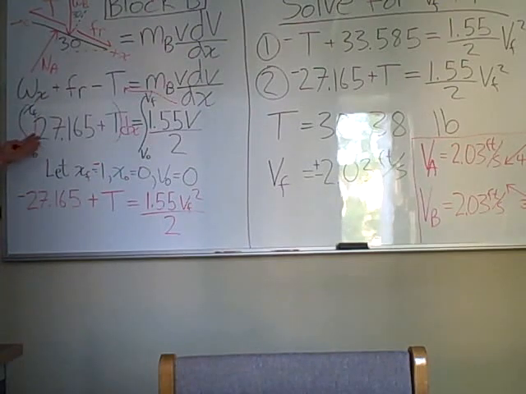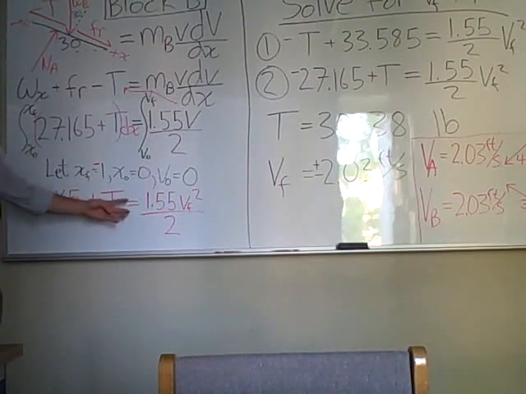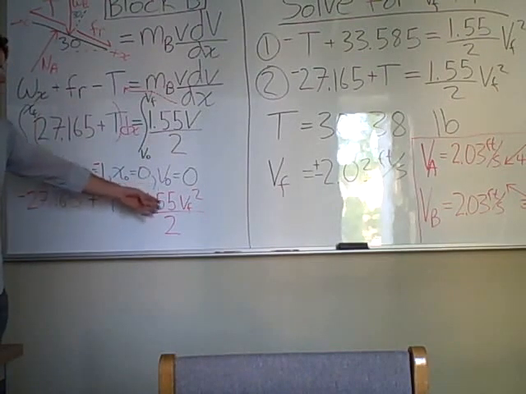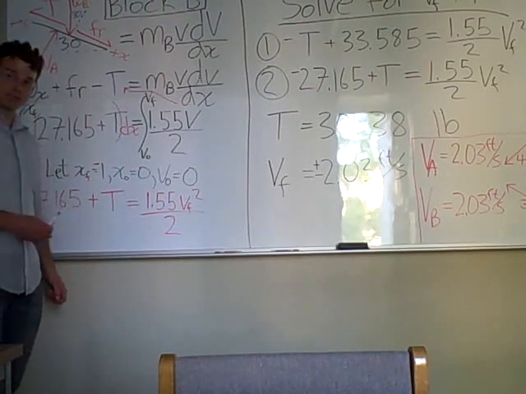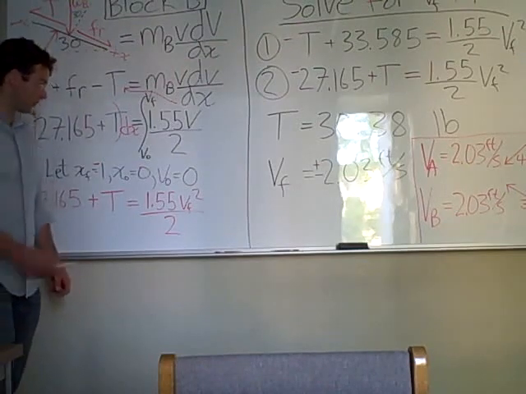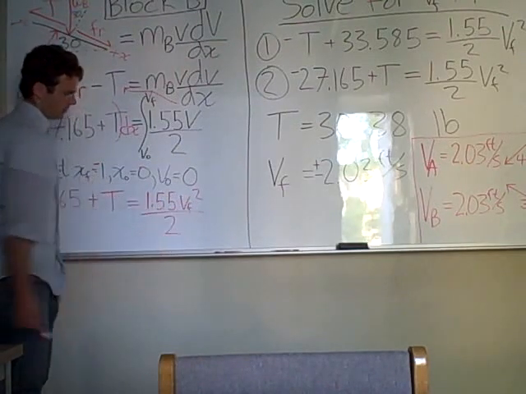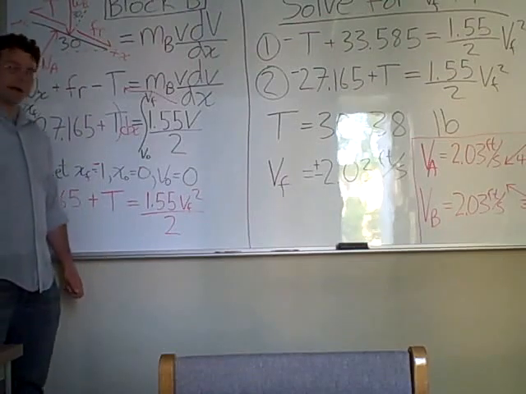And we're going to integrate 27.165 plus t from our initial position to our final position. Again, letting our final position equal -1. Integrate, substitute in for x, and we get -27.165 plus our tension equals 1.55 velocity squared over 2. For the previous relation, I did not put velocity squared, so you're going to have to go back and take a look at that.